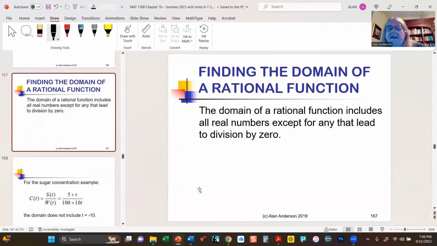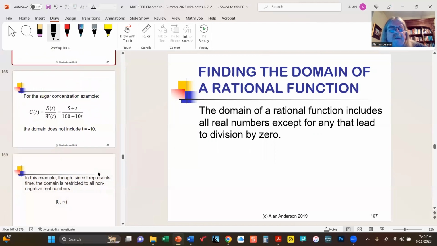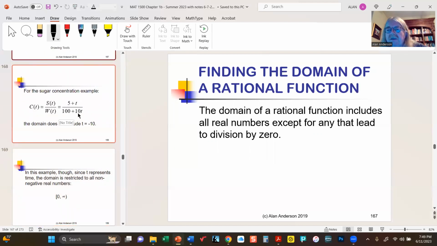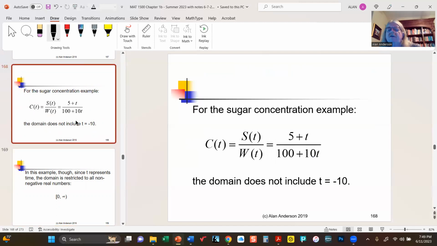How about the domain of a rational function? Well, as you can imagine, what we need to do is avoid division by 0. In a case like this, what's interesting is that, looking at it carefully, the only number that would give us 0 in the denominator is -10. But because this is time and a real world application, t can't be -10. So we don't really have to worry about that.